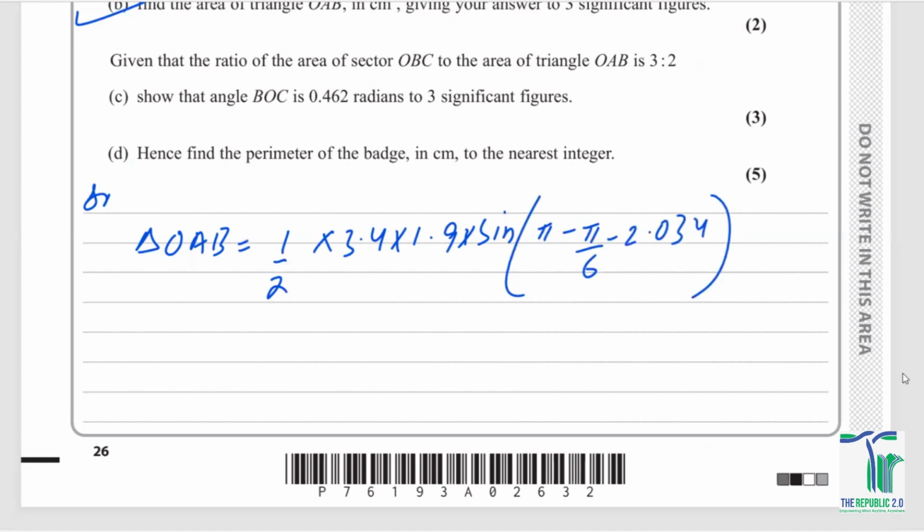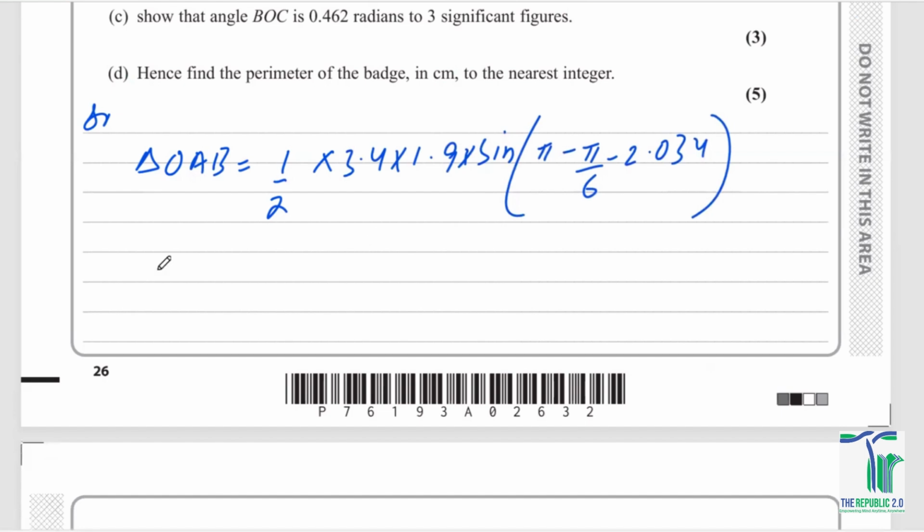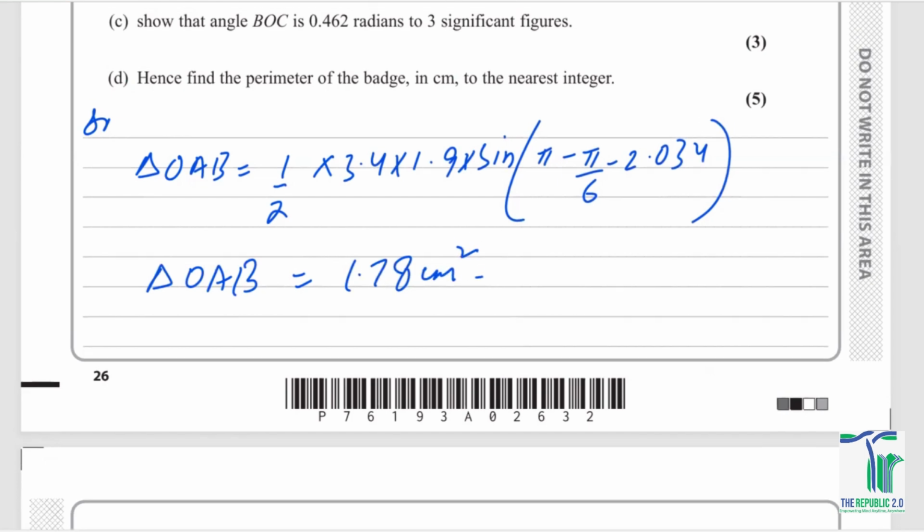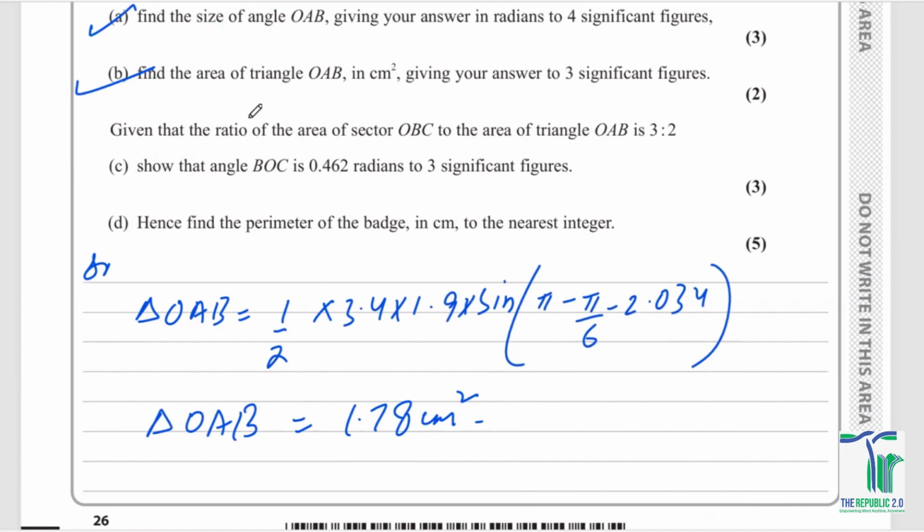When you solve it using your calculator, the final area of the triangle OAB comes out to be something like 1.78 centimeters square. So you're done with this area. Now, given that the ratio of the area of sector OBC to the triangle OAB is 3 by 2, show that the angle BOC is 0.462 radians to three significant figures.